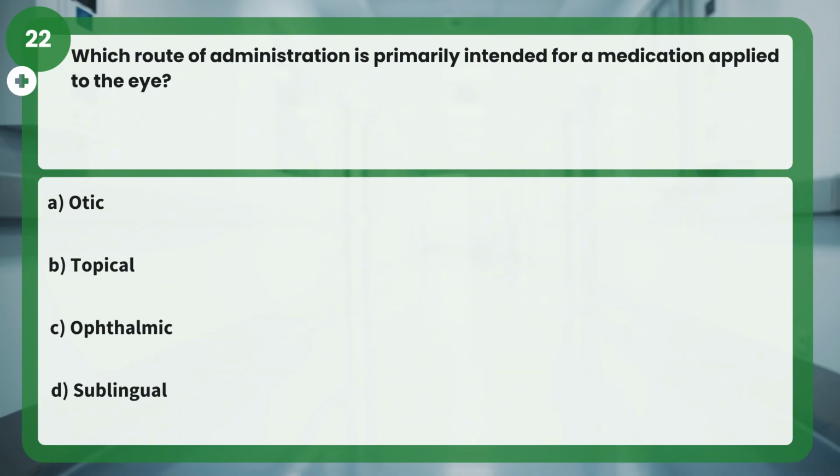Question 22. Which route of administration is primarily intended for a medication applied to the eye? A. Otic. B. Topical. C. Ophthalmic. D. Sublingual.